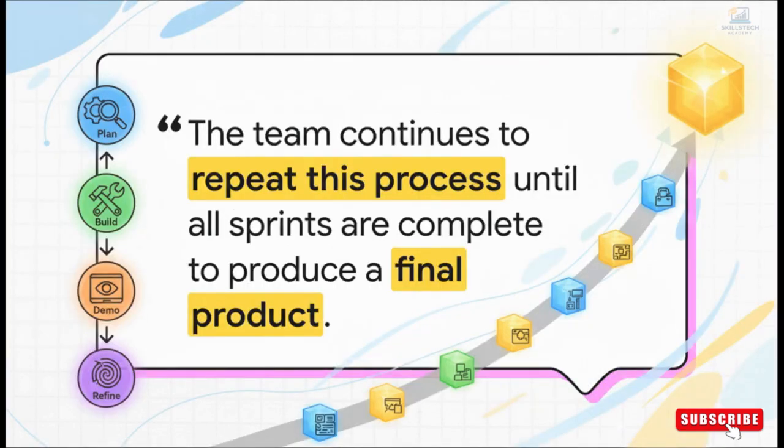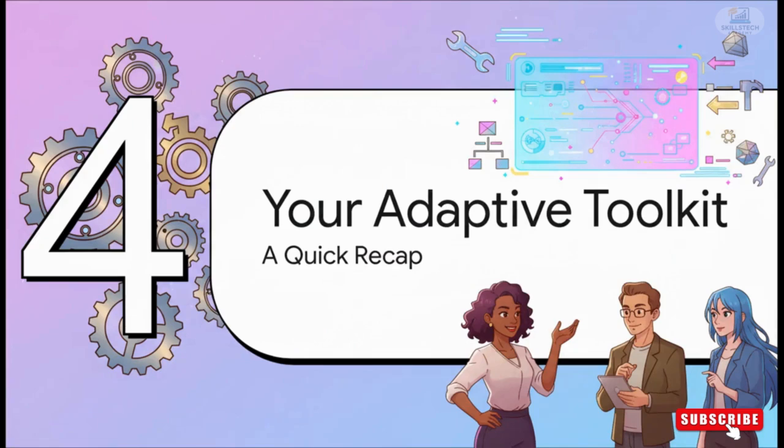And this quote really says it all, doesn't it? This isn't a one-and-done thing. The team repeats this sprint cycle: plan, build, demo, adapt, over and over and over. Each cycle creates something new and valuable, moving the project closer to the finish line while adapting to real feedback along the way.